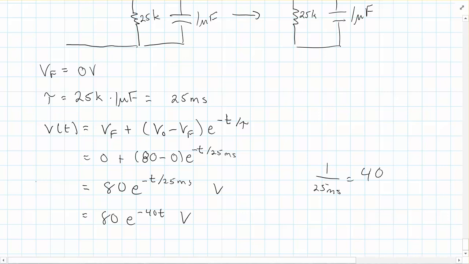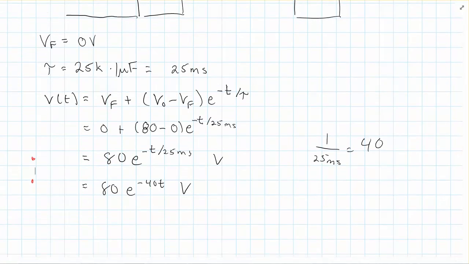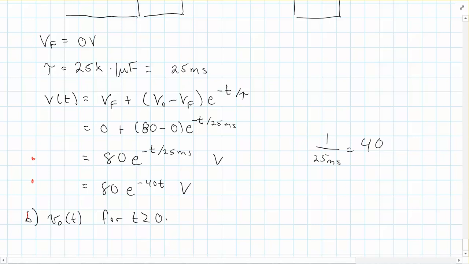Either one of these would be acceptable as an answer. So either one of these you could write as an answer. That would be fine. All right, so that's our answer for part A. So part B is wanting to know V out at t for t greater than or equal to 0.01 seconds.